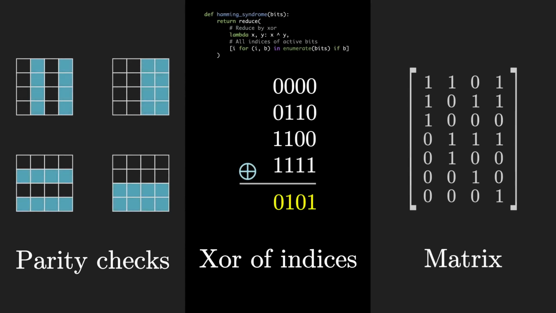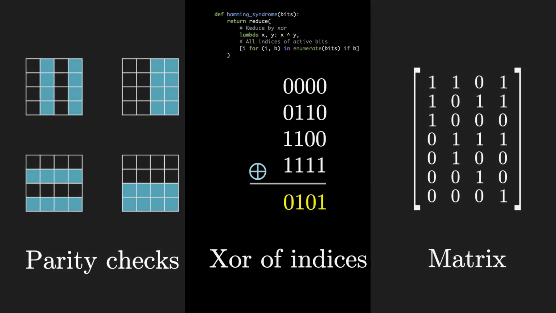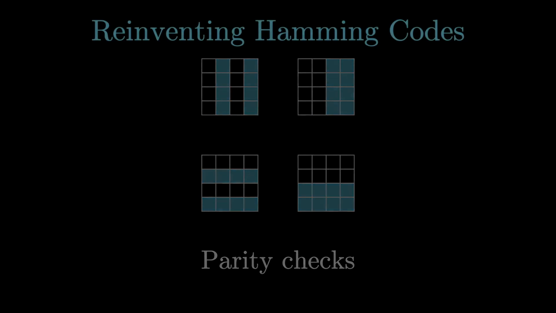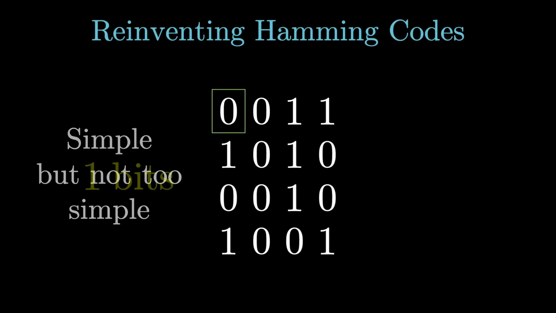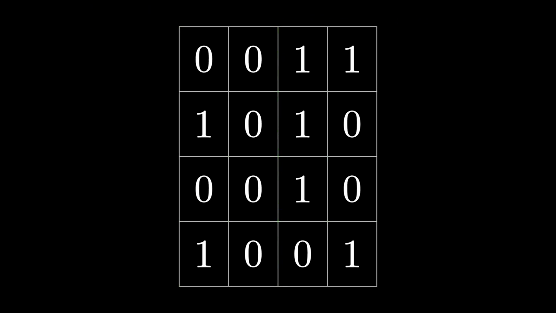There are many different ways to frame Hamming codes, but as a first pass, we're going to go through it the way that Hamming himself thought about them. Let's use an example that's simple, but not too simple. A block of 16 bits. We'll number the positions of these bits from 0 up to 15.